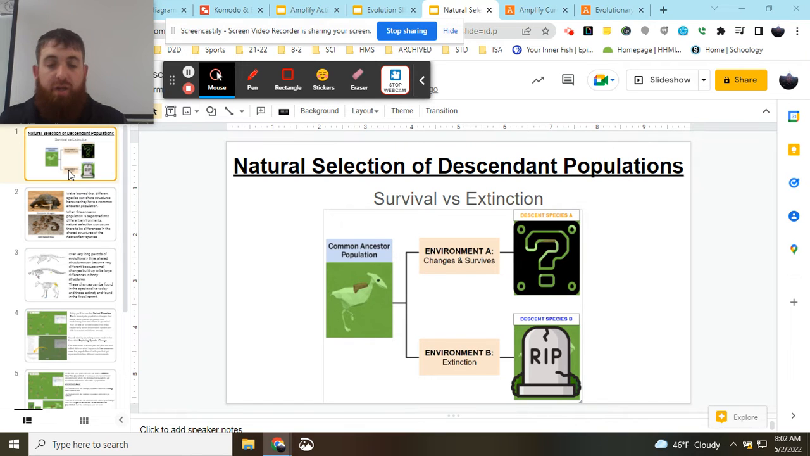Hey everybody, Mr. Regan here, and today we're going to be diving into our natural selection sim as we look to understand this idea of survival versus extinction when it comes to descendant populations, looking to send a descendant population into some different environments to see what changes we can create that cause them to survive and which ones we can cause to go extinct.